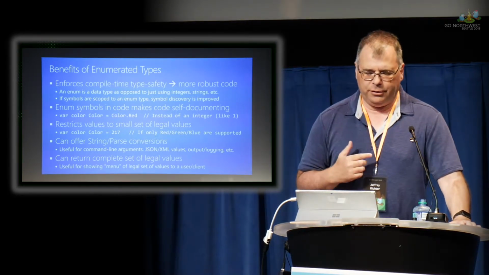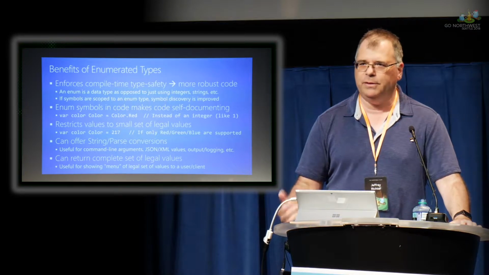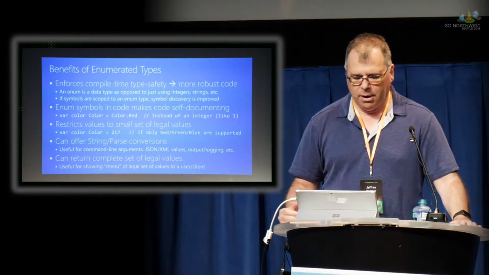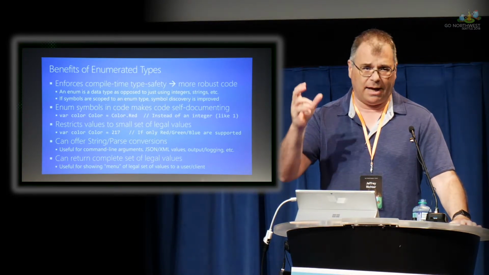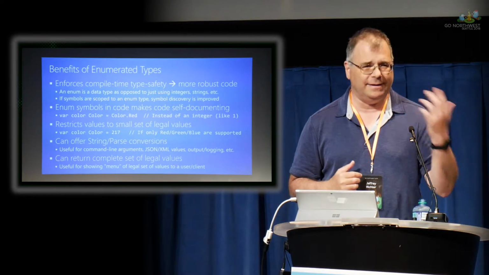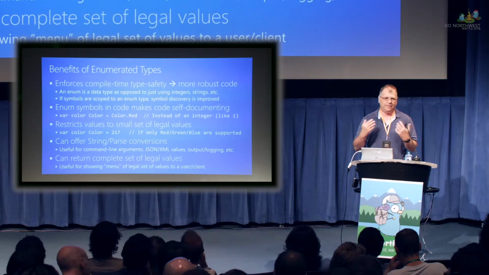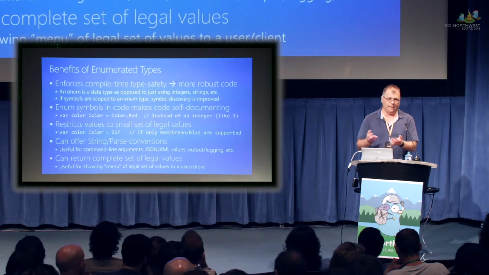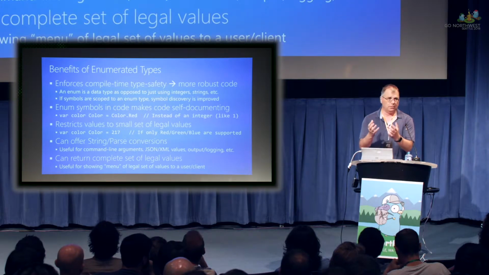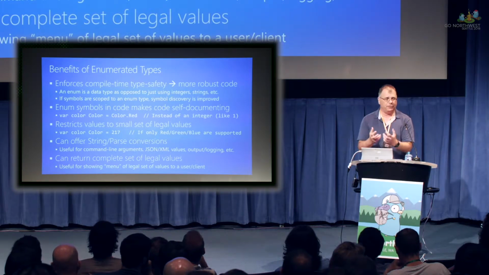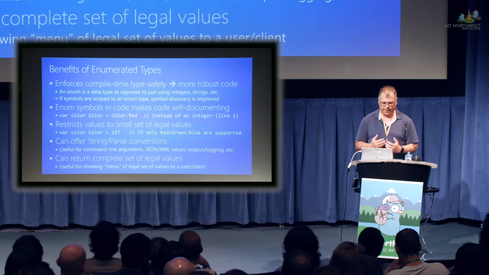Enumerated types enforce compile time type safety, which means that your code is more robust. So an enum is a data type, as opposed to using something generic, like an integer or a string or some other arbitrary type. If you see a method that takes a string, you could pass anything there, or an integer, you could pass anything there. But if you see a method that takes a color, then you have a better sense of what needs to be passed there for that.